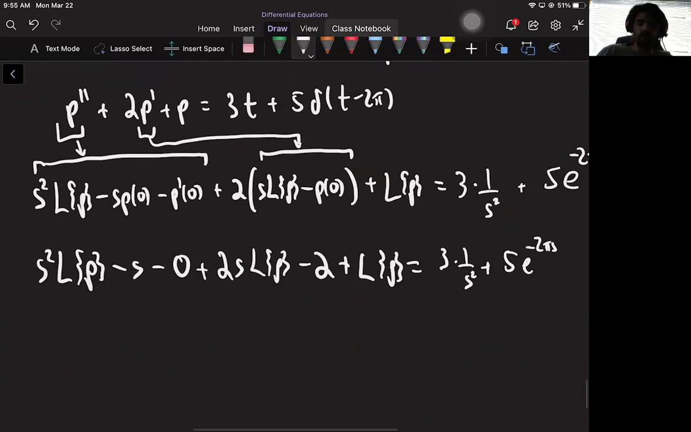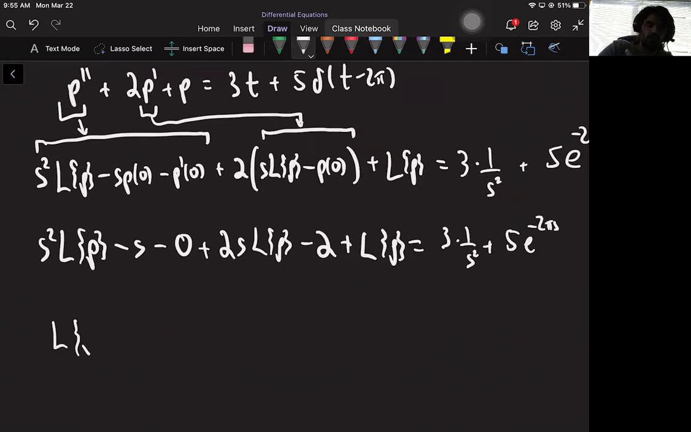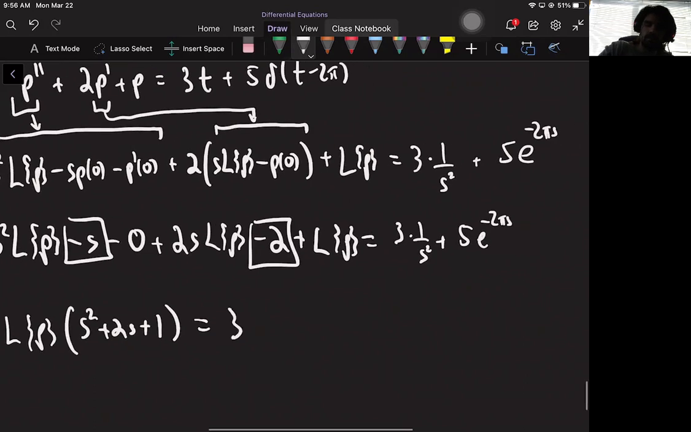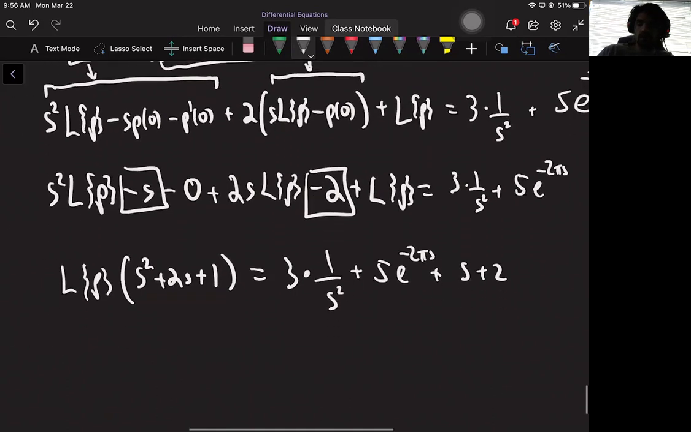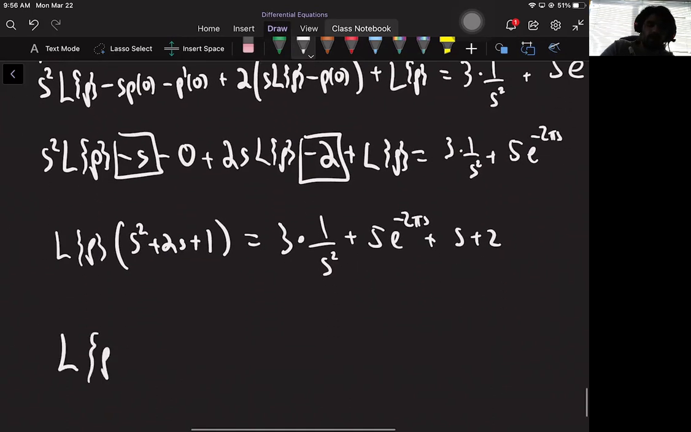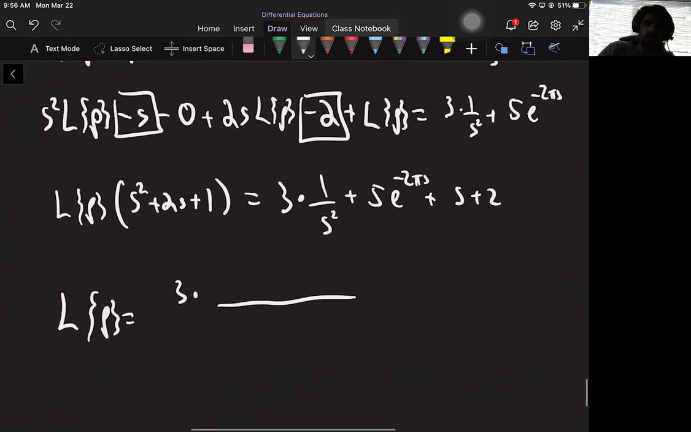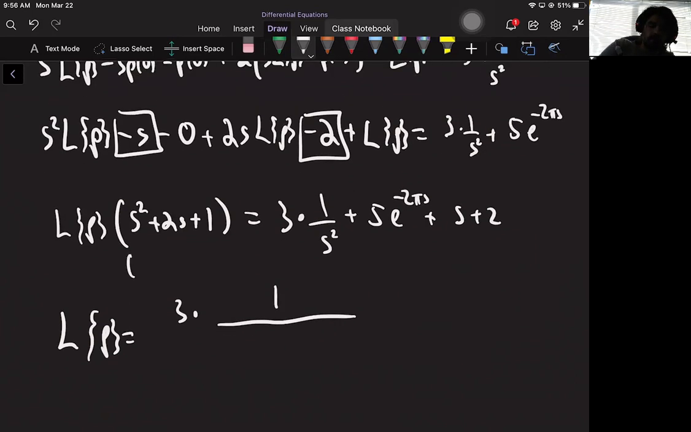Great. So now we get L of P alone by factoring it out of s squared plus 2s plus 1. And I have to add this s and this 2 to the right side. And then finally, I can get L of P alone by dividing. One thing I'm going to immediately do is realize I can factor this as s plus 1 squared. So it's s plus 1 times s plus 1. So when I divide it, I'm just going to write it like that.